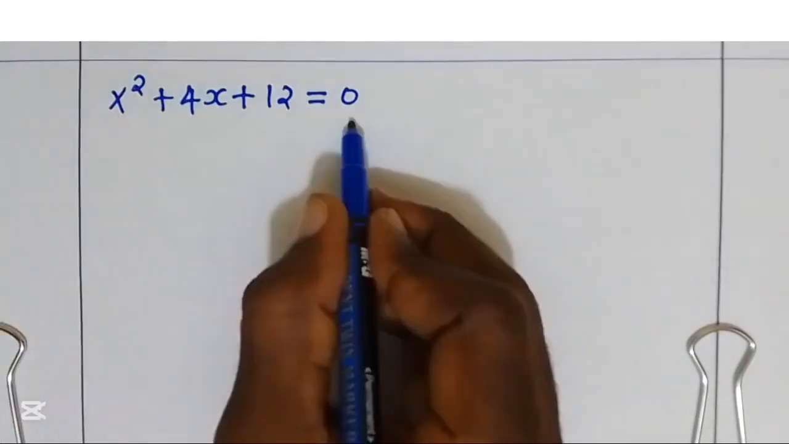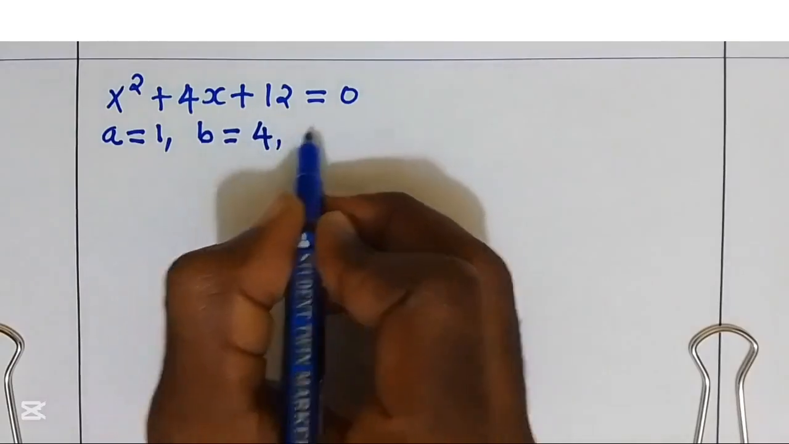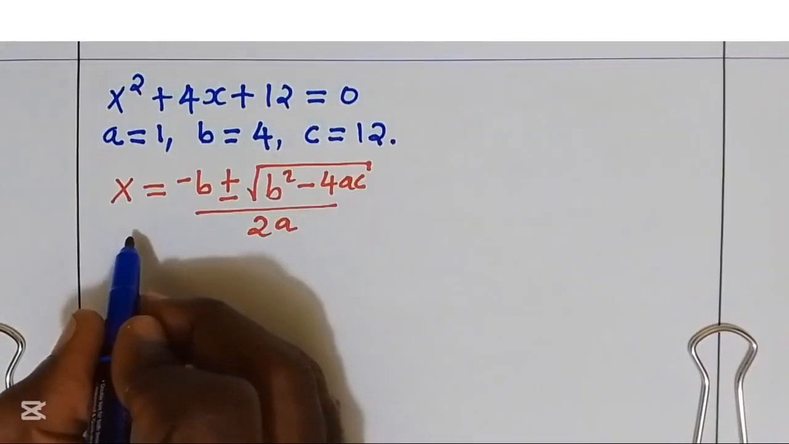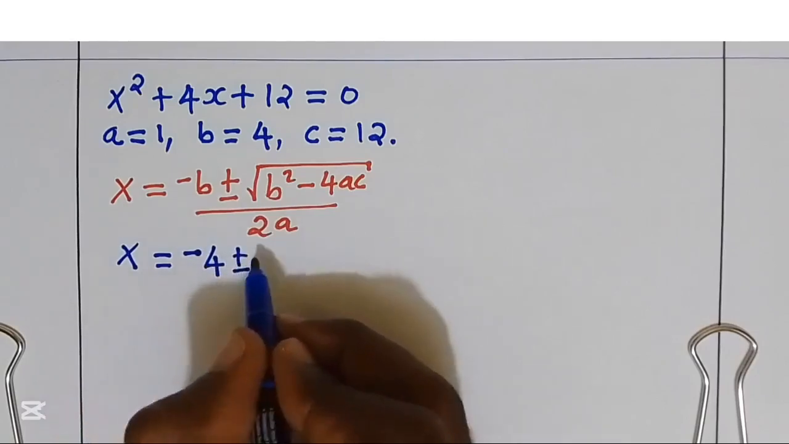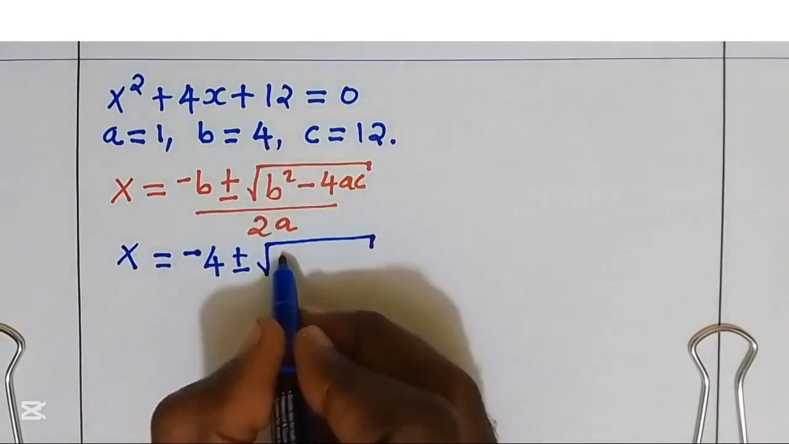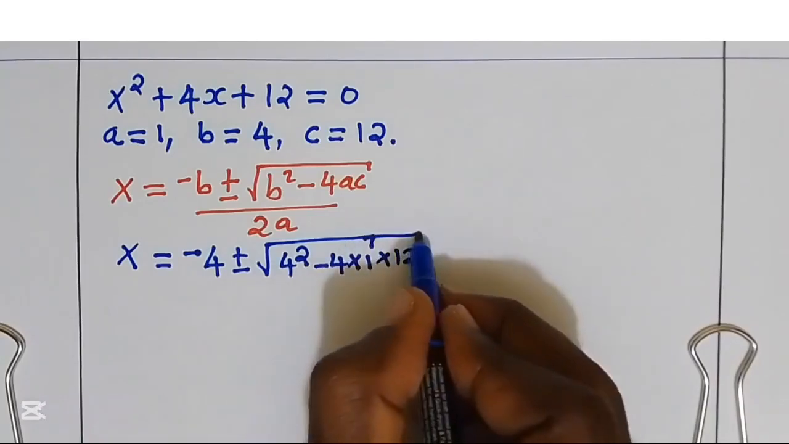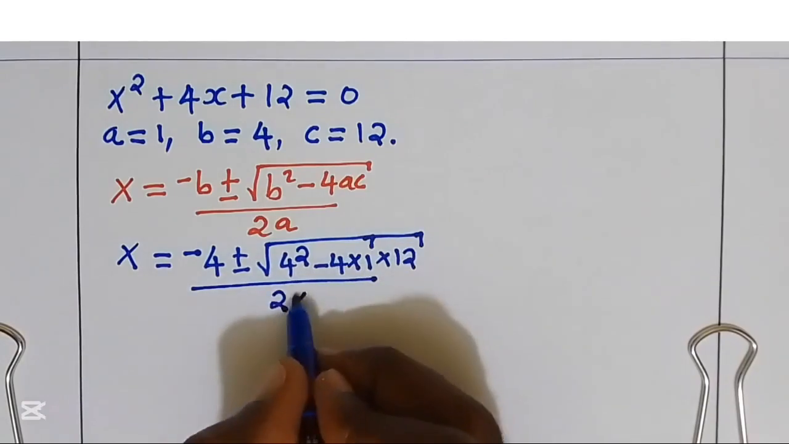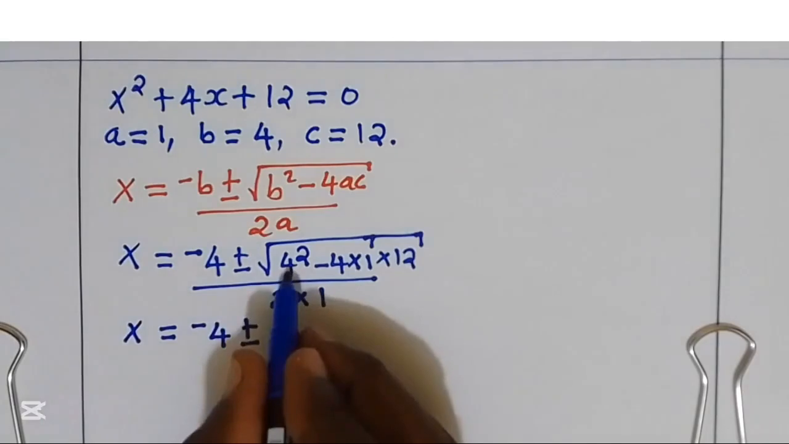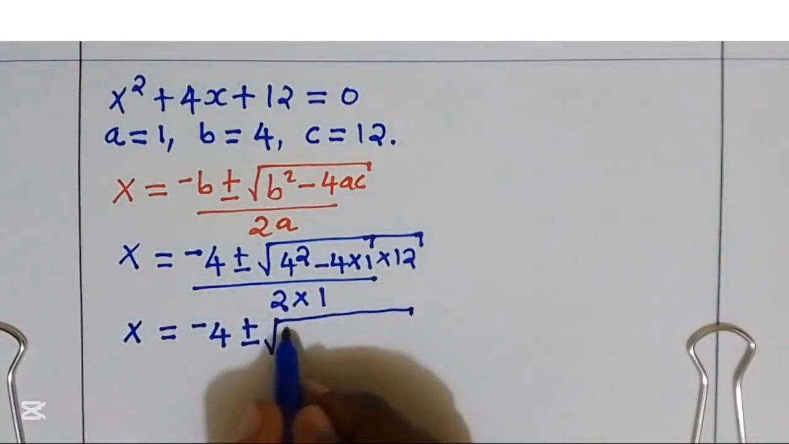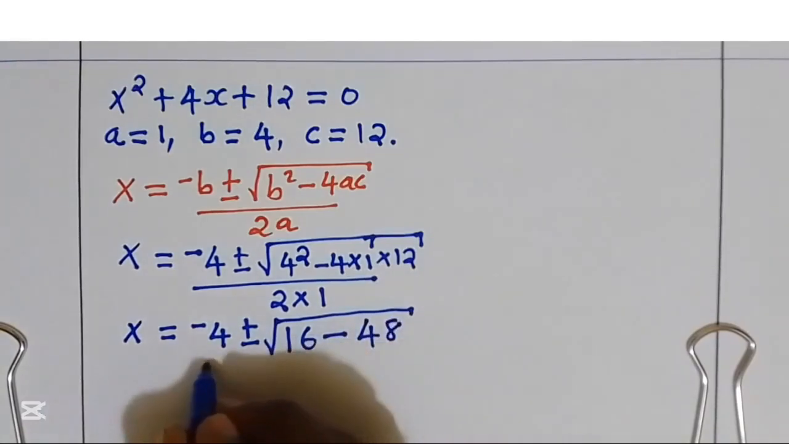I'm going to use the general formula. The coefficient of x square, that is a, is equal to 1, b is equal to 4, and c is equal to 12. Now let us substitute. x is equal to minus b, which is minus 4, plus or minus the square root of b square, that is 4 square, minus 4 multiplied by a, which is 1, multiplied by 12, over 2 multiplied by a, which is 1. x is equal to minus 4 plus or minus the square root of 16 minus 4 multiplied by 1 multiplied by 12, which is 48, over 2.